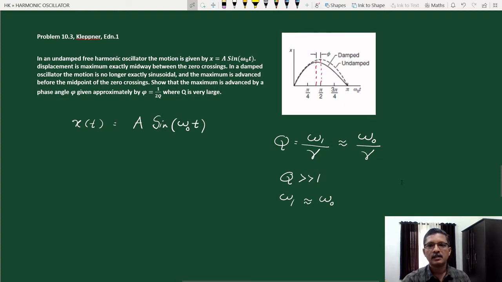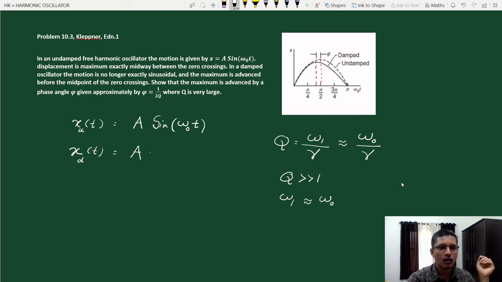Okay, so let us start with this expression for the undamped oscillator. I will put a suffix u here to show that it is the undamped oscillator. Similarly, what is the expression for the damped oscillator for the displacement at any time? Again, the amplitude this time is not constant. It is A e raised to minus gamma by 2 times t, where gamma is the damping constant. Sine, we have to write omega 1 t, but omega 1 is approximately equal to omega 0, so we can say omega 0 t.